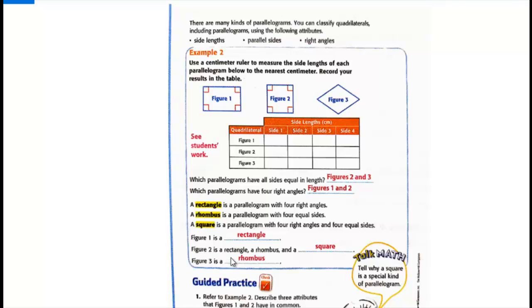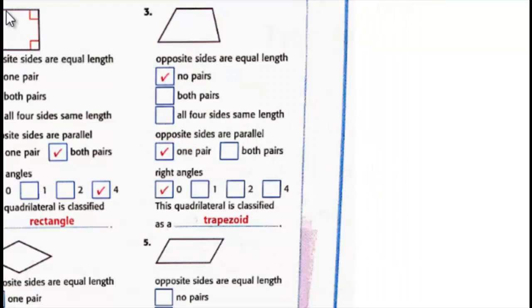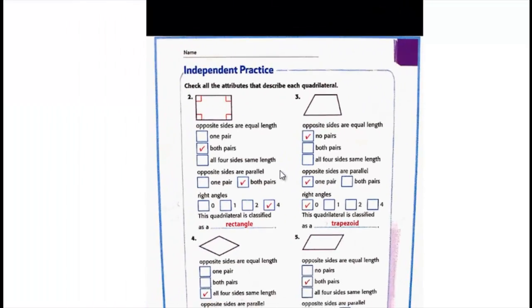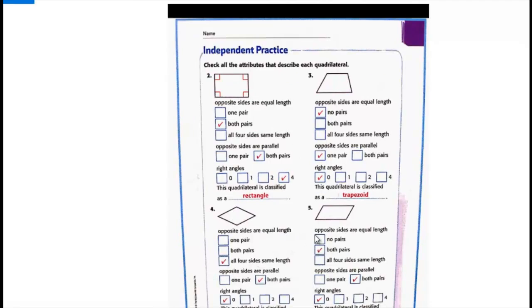Here, figure 2 is a rectangle, a rhombus, and a square. As a square, it combines the attributes of a rectangle and the attributes of a rhombus. Okay, here, check all the attributes that describe each quadrilateral. Here, example number 2. In this rectangle, opposite sides are equal in length, both pairs, as these two opposite sides are equal in length, and these two opposite sides are equal in length. So here you will choose both pairs. Solve numbers 3, 4, and 5 in the same way by yourself.